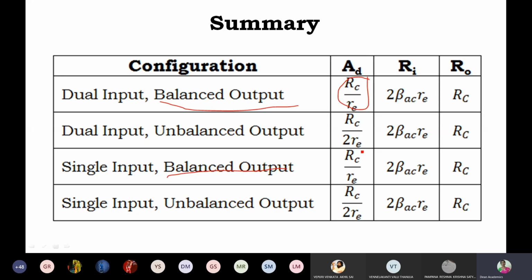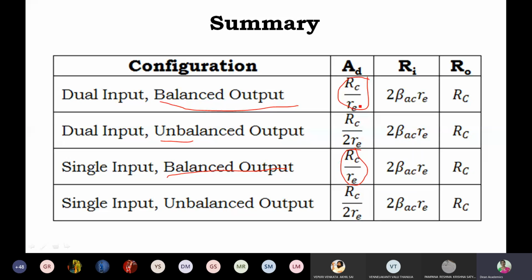If it is a balanced output differential amplifier, gain is RC by RE. If it is unbalanced, that is single ended, then the gain will be half of it, RC by 2 RE. That's all. So it will be very easy for you to remember all these. So these differential amplifiers, 4 configurations, I am completing today.